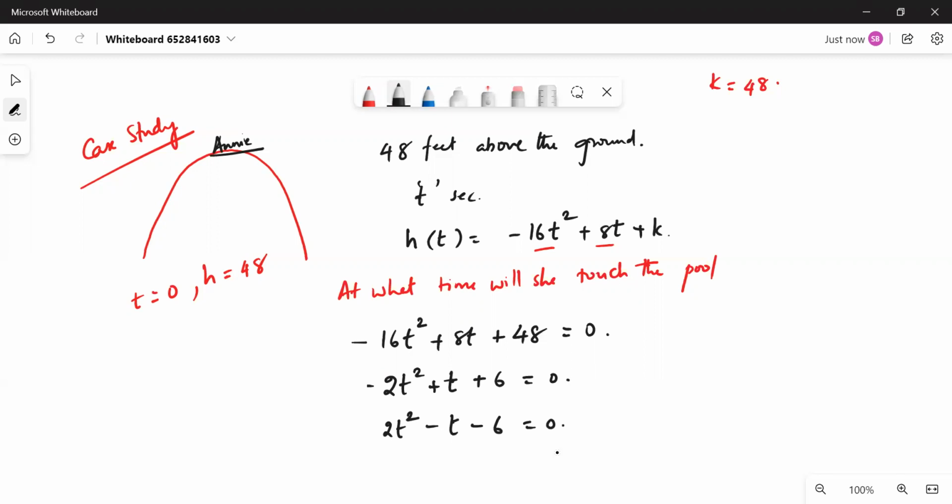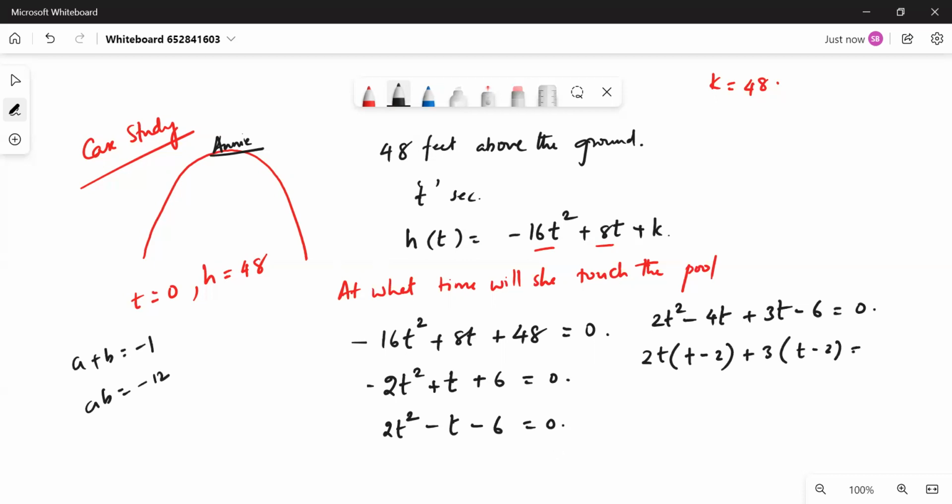So I can write this as, a plus b value is minus 1, ab value is minus 12. So I will write this as minus 4 plus 3. So 2t square minus 4t plus 3t minus 6 is equal to 0. 2t into t minus 2 plus 3 into t minus 2 equals 0. So t is equal to minus 3 by 2. This cannot happen. So t is equal to 2 seconds. So in 2 seconds she will touch the pool, sir. Clear? Yes, sir.